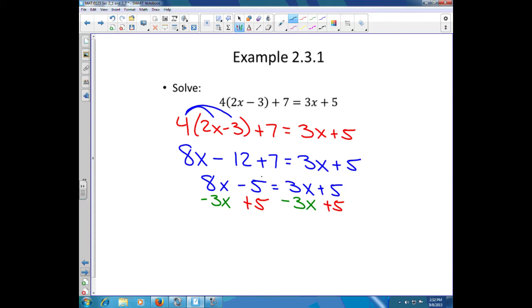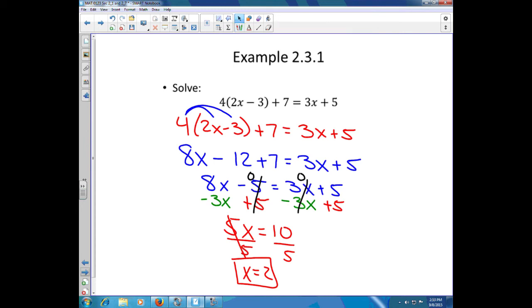Now negative 5 plus 5 is 0. 3x minus 3x is 0. 8x minus 3x is just 5x. And 5 plus 5 is just 10. And finally, to get x by itself, we can just divide by 5. 10 divided by 5 is 2. And so we can go back to the original equation and plug in 2, and we should see that both sides are equal to each other.